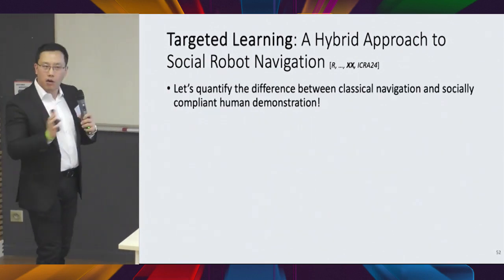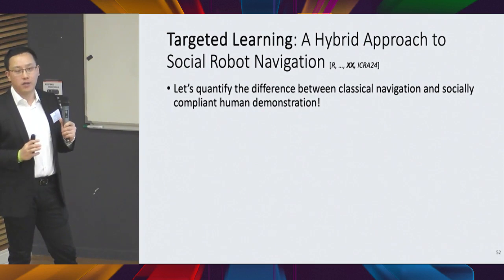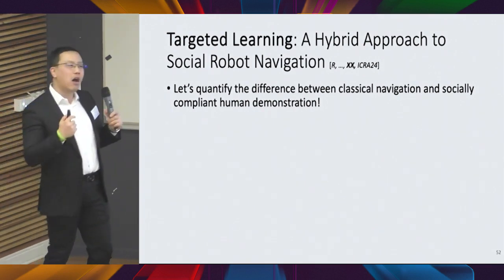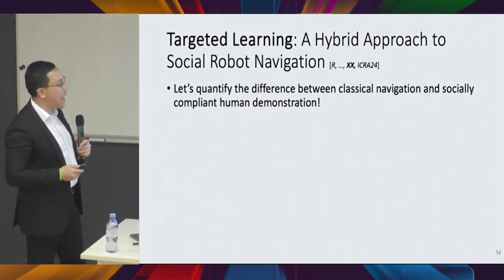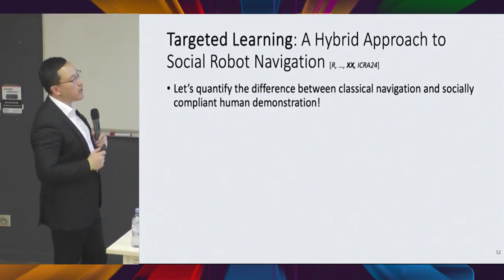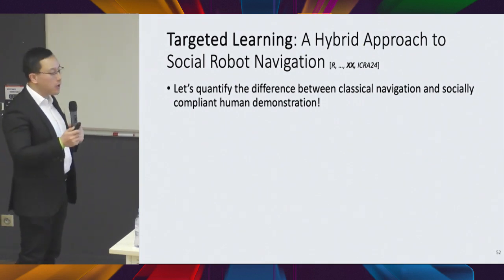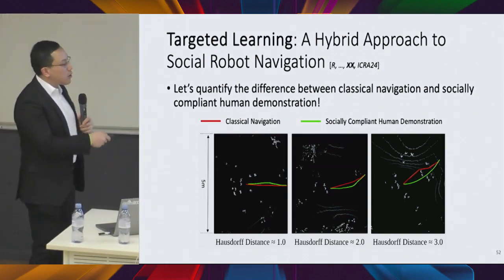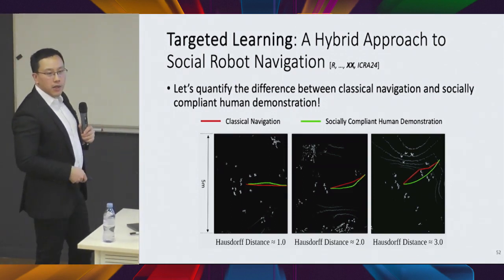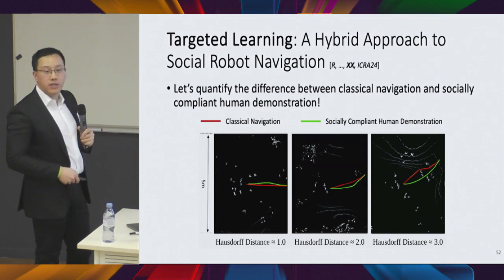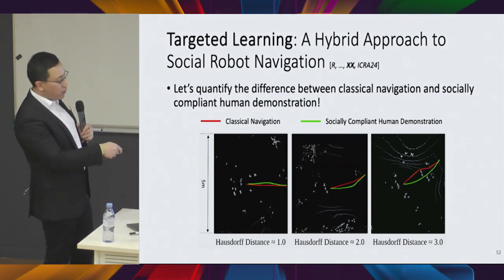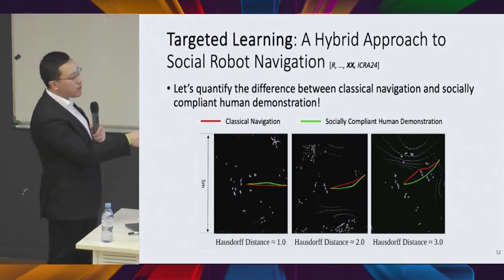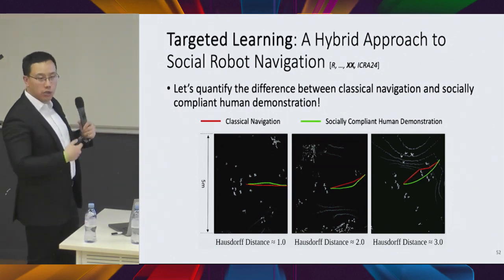But of course, all these three scenarios are cherry-picked. We picked these to show you, hey, classical navigation systems are not enough. But how good or bad are they really? So let's first quantify the difference between classical navigation and socially compliant navigation. Here, I want to introduce a very simple metric called Hausdorff distance. These are two trajectories, red and green. If those trajectories look very similar, then the Hausdorff distance is very low. While if you increase the Hausdorff distance, that corresponds to an increased gap between these two trajectories. Just to give an idea.